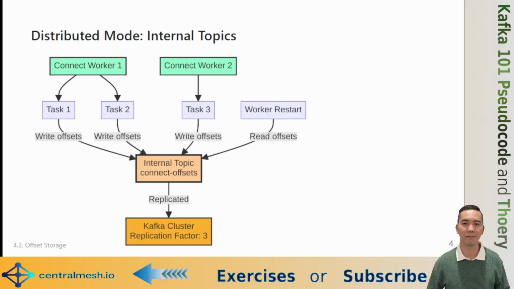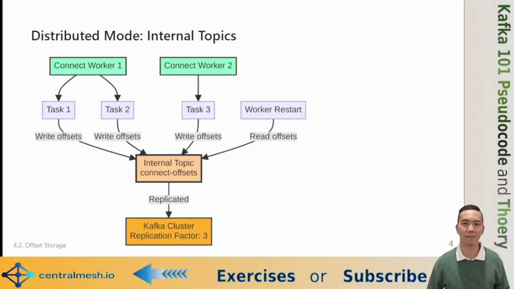In this diagram, we have multiple Connect workers running simultaneously. Worker 1 owns task 1 and task 2, while worker 2 owns task 3. Although these tasks run on different machines, they all write their offsets into the same shared internal topic named connect-offset. This topic lives inside the Kafka cluster itself. Since Kafka replicates topics across brokers, the offset information becomes highly durable and fault tolerant.